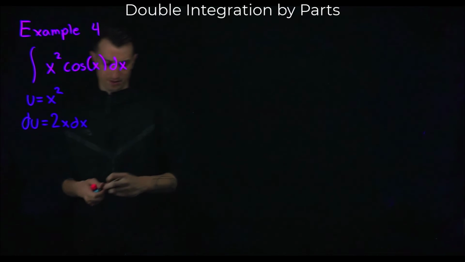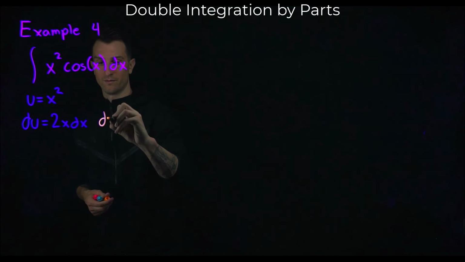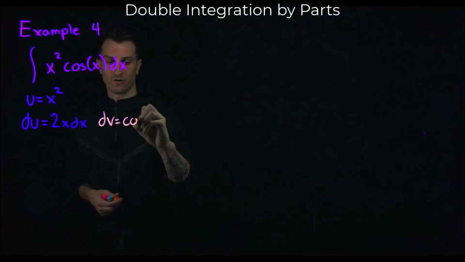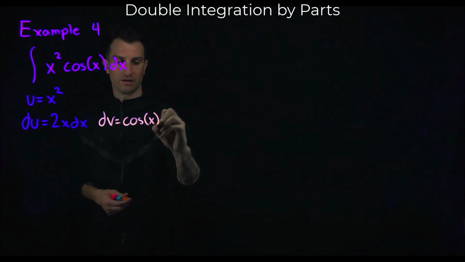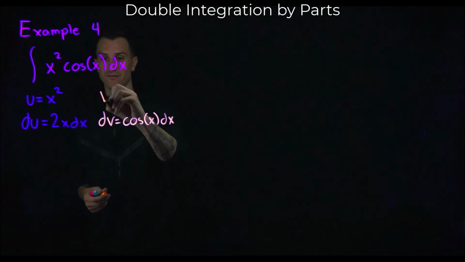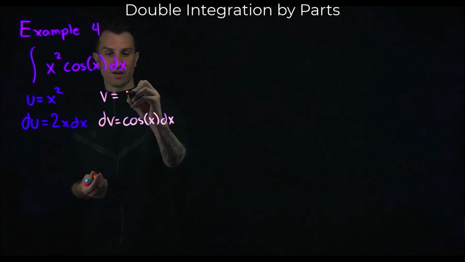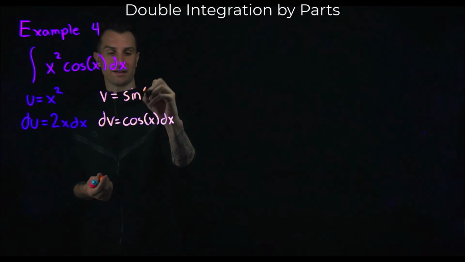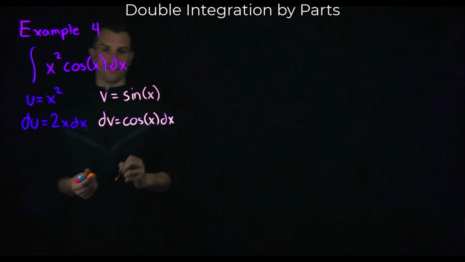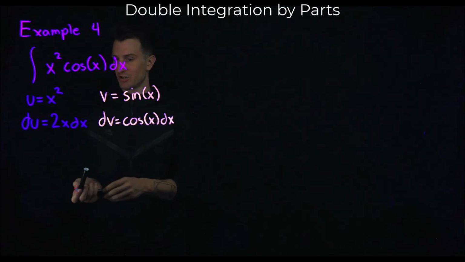Nothing wrong with this, which means that dv must be equal to cosine of x dx. And we know how to integrate dv, it's obviously v, and we know how to integrate cosine of x. Where does a positive cosine come from? You are correct, it comes from a sine of x. Awesome. Okay, so what's the issue? We got all the puzzle pieces, let's just put them together.